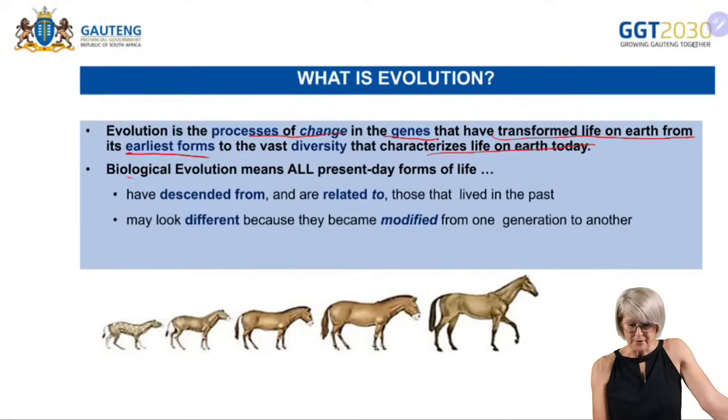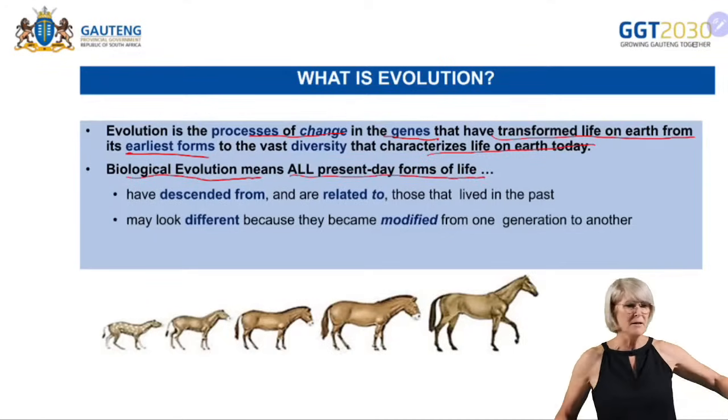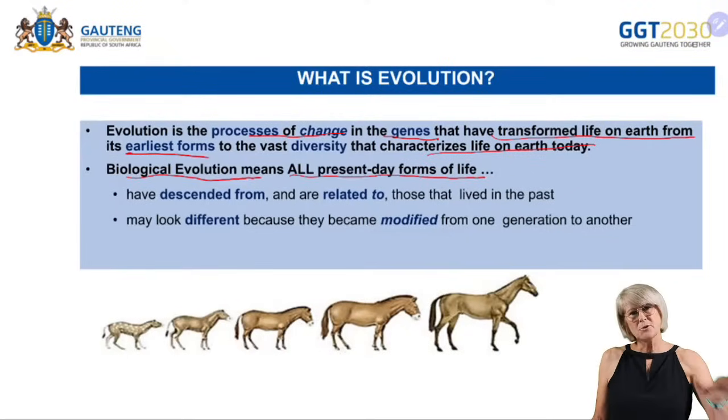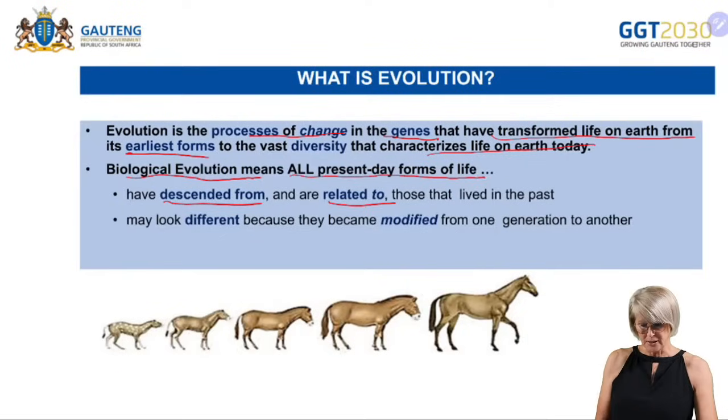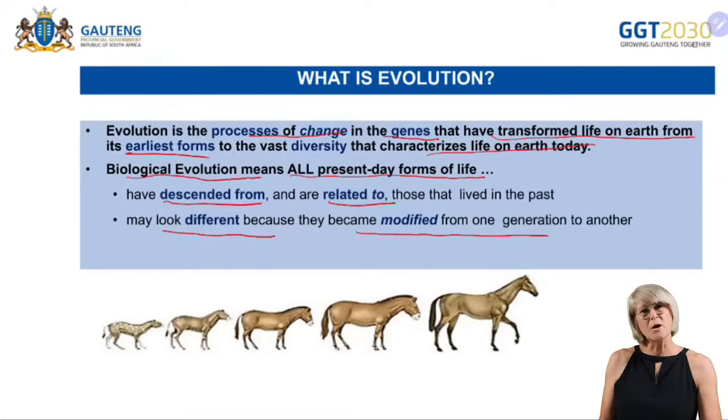Biological evolution means that all present day forms of life, so everything we see, whether it be a unicellular organism up to a human or a mammal, those complex organisms, all of those have descended from and are related to organisms that lived in the past. They may look different, and that is because in each generation mutations occur randomly and change the genes.